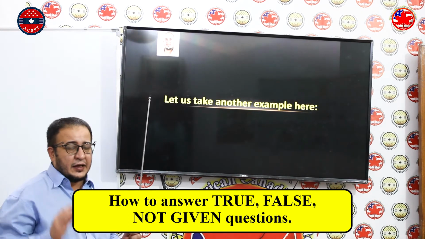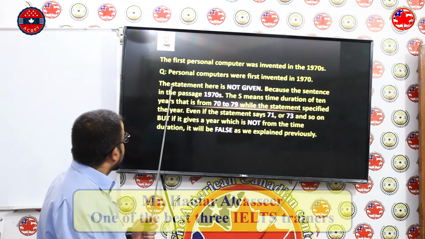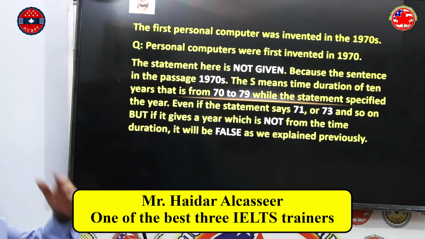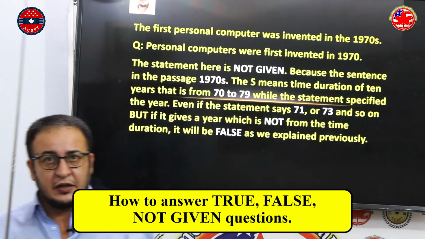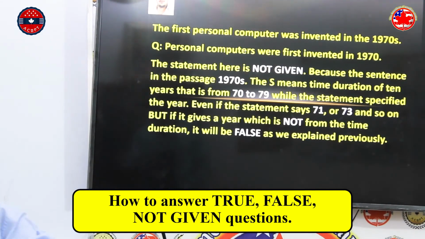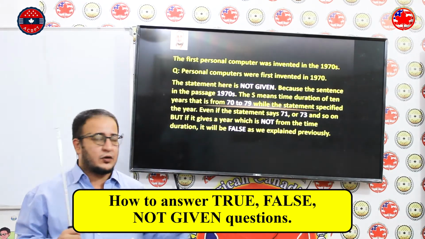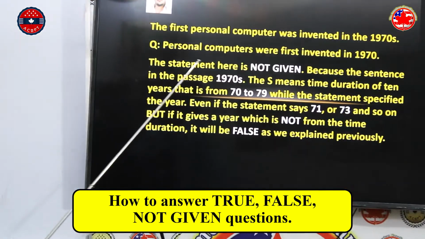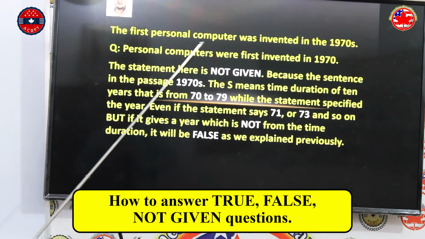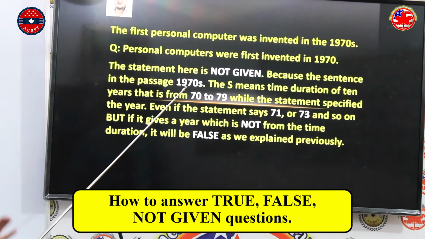Let us take another example here. The first personal computer was invented in the 1970s. 1970s we have a time duration from 70 to 79, sorry. Could be 70, 71, 72, 73 and so on. The question says, personal computers were first invented in 1970. In the text, 1970s. In the question, 1970. The statement here is not given because the sentence in the passage says 1970s.